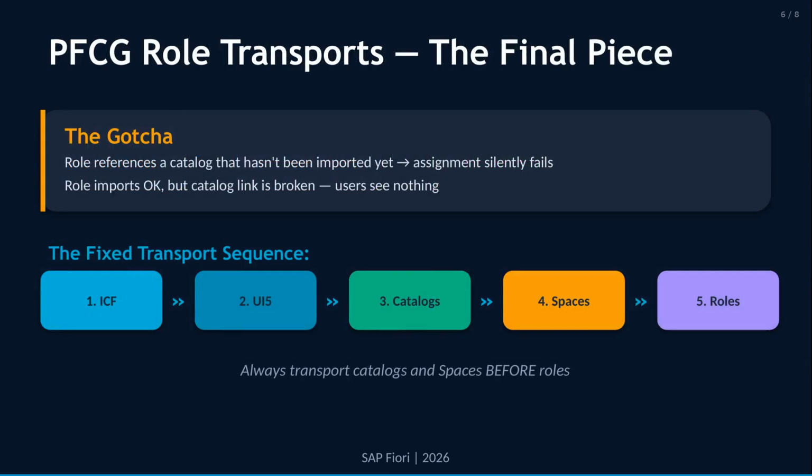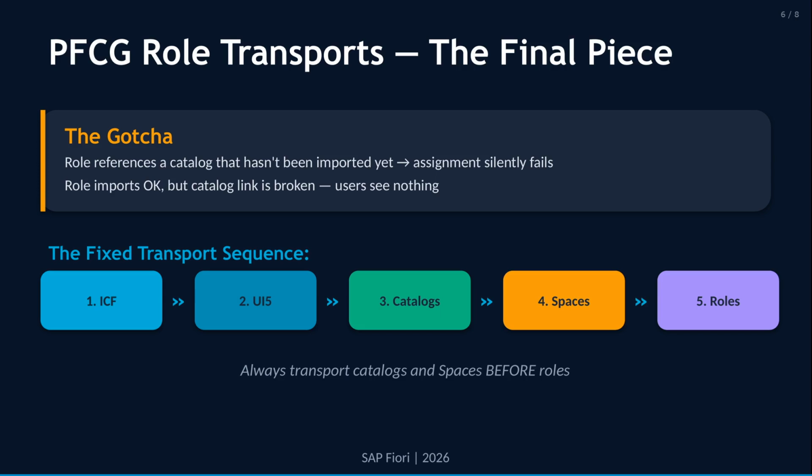The final piece of the puzzle is the PFCG role. Roles bind users to catalogs, spaces, and authorization objects. Without the correct transport, users in the target system cannot see any of the Fiori content you just moved. PFCG roles are transported as standard customizing objects. The transport includes the role menu, authorization profile, and, critically, the catalog and space assignments embedded in the role.